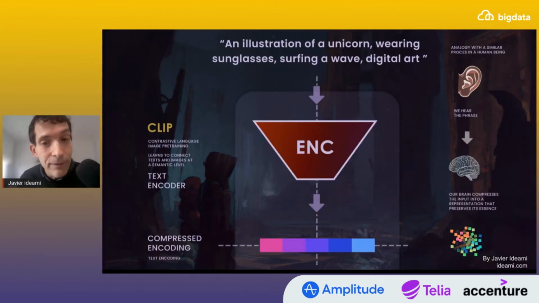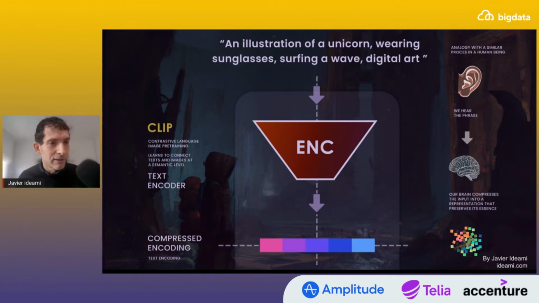Okay, this is an infographic that is going to tell us how DALL-E 2 works. So DALL-E 2 is one of these generative AI systems, and we're going to do an analogy between the human brain and DALL-E 2. The first step in DALL-E 2 is that we type a phrase, for example, an illustration of a unicorn wearing sunglasses surfing a wave, digital art. Or in our human scenario, somebody tells us, hey, visualize an illustration of a unicorn wearing sunglasses and surfing a wave.